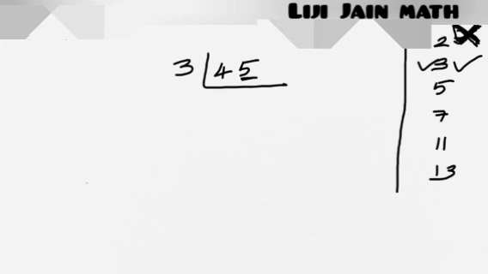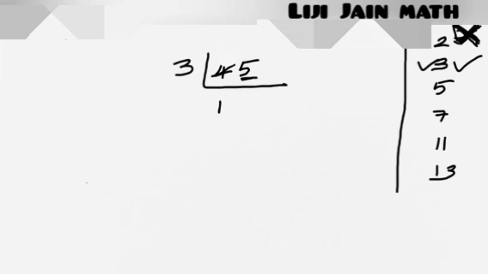Yes, 3 ones are 3. 3 ones are 3 only. Isn't it? Here we have 4. So, 3 after 4 balance 1.